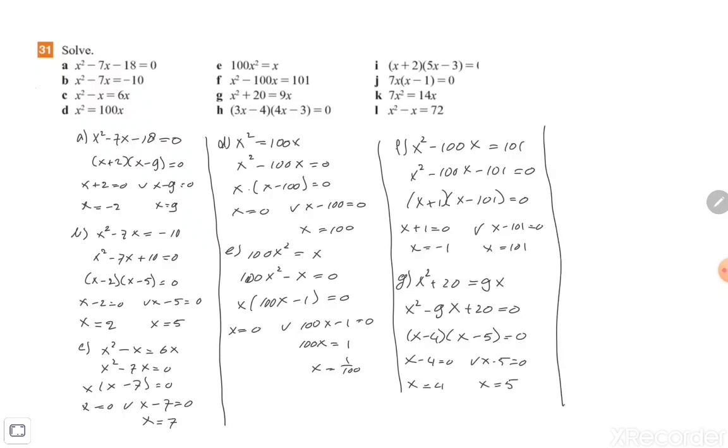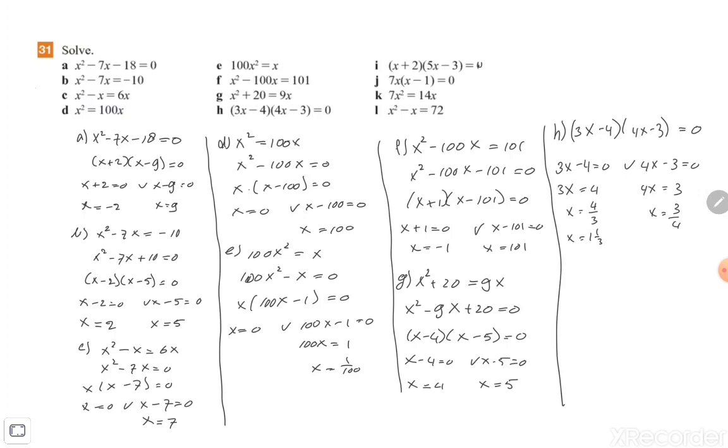Alright, exercise H. That's (3x - 4) inside the brackets times (4x - 3) is equal to 0, and because the right side is equal to 0, we can immediately solve it: 3x - 4 is 0, or 4x - 3 is 0. So 3x is equal to 4, so x is 4/3, or if we simplify it, 1 1/3, or 4x is equal to 3, so x is 3/4. And that was H.